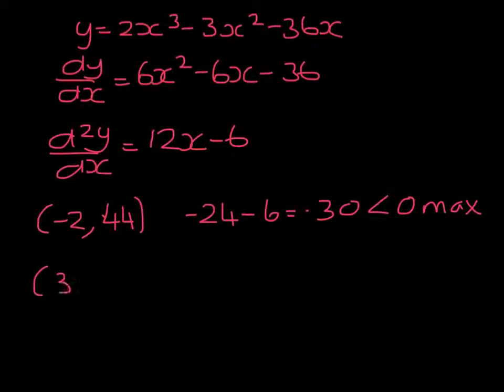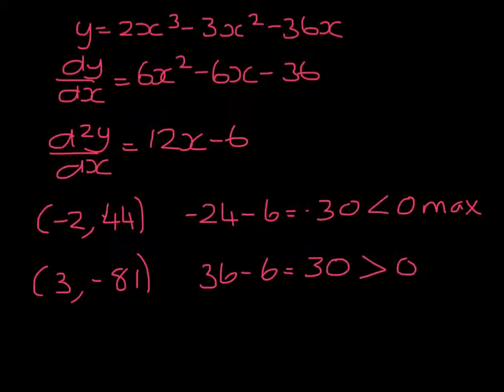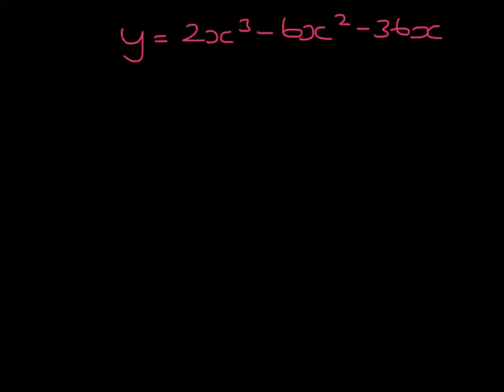Our second turning point was at 3, minus 81. Substituting that in, we get 36 take away 6, which is positive 30, greater than 0, so that is a minimum. We're asked to find where it crosses the axis, and we'll start with the x-axis, and it crosses these when y equals 0.